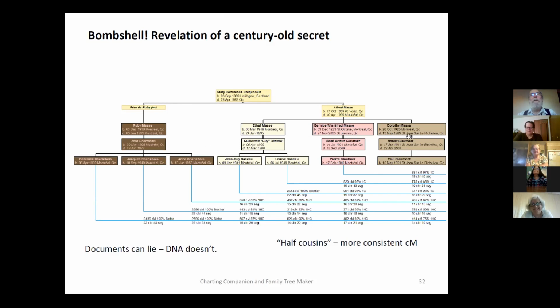So this is an example of how you use Charting Companion. It is a way of proving your tree, corroborating the DNA with the genealogy, making sure they're consistent. Now, I'm sure none of you have skeletons like this in your closet.